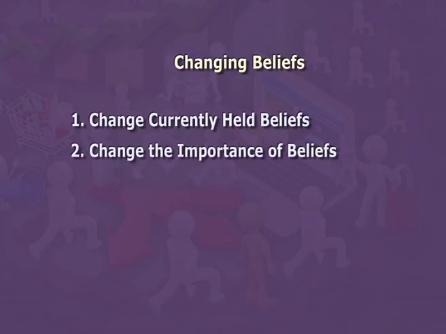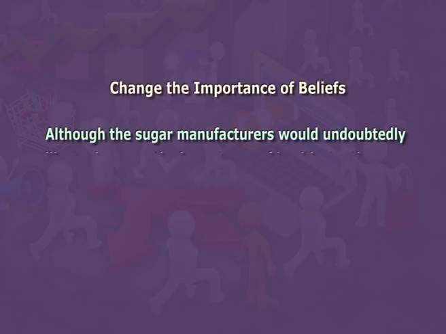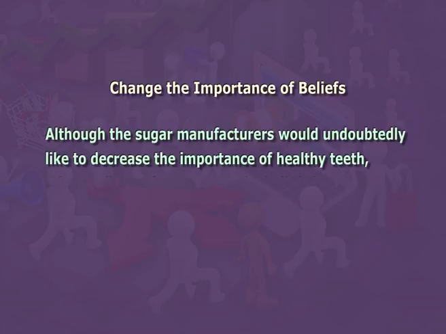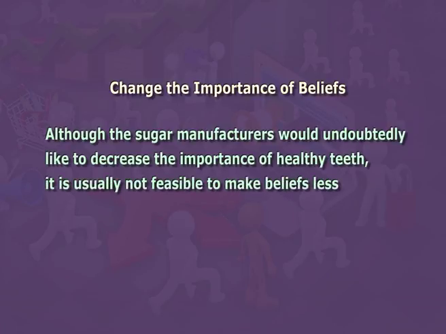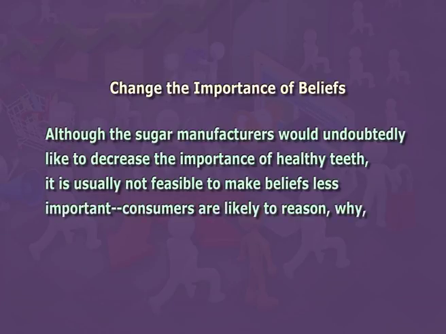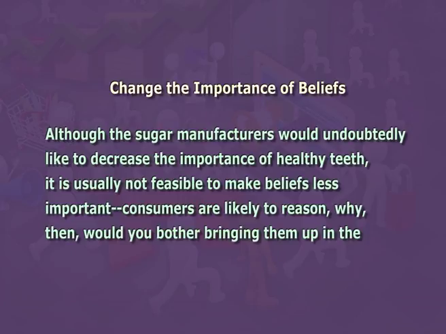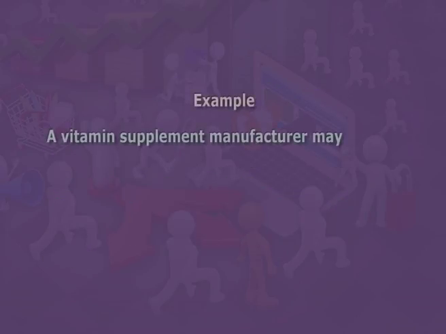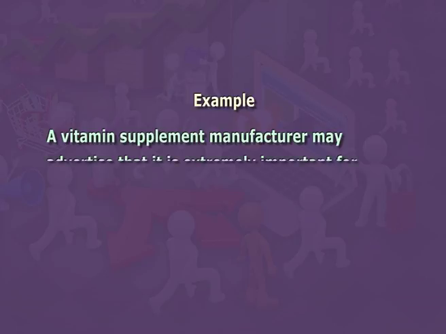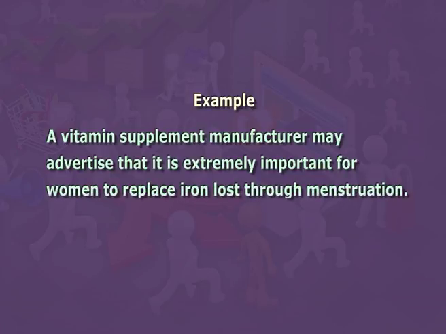Secondly, change the importance of beliefs. Although the sugar manufacturers would undoubtedly like to decrease the importance of healthy teeth, it is usually not feasible to make beliefs less important. Consumers are likely to reason, why then would you bother bringing them up in the first place? However, it may be possible to strengthen beliefs that favor us. For example, a vitamin supplement manufacturer may advertise that it is extremely important for women to replace iron lost through menstruation. Most consumers already agree with this, but the belief can be made stronger.